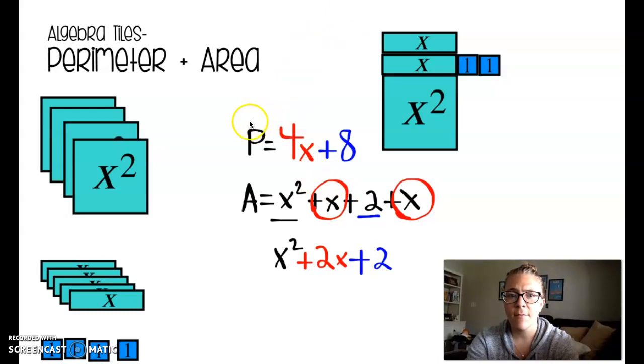So here I have my perimeter, which is 4x plus 8, and my area, which is x squared plus 2x plus 2.